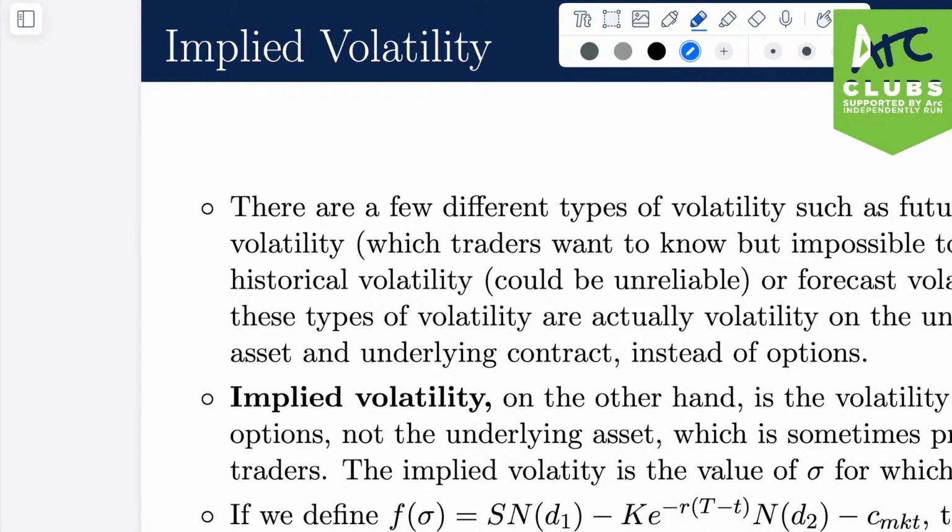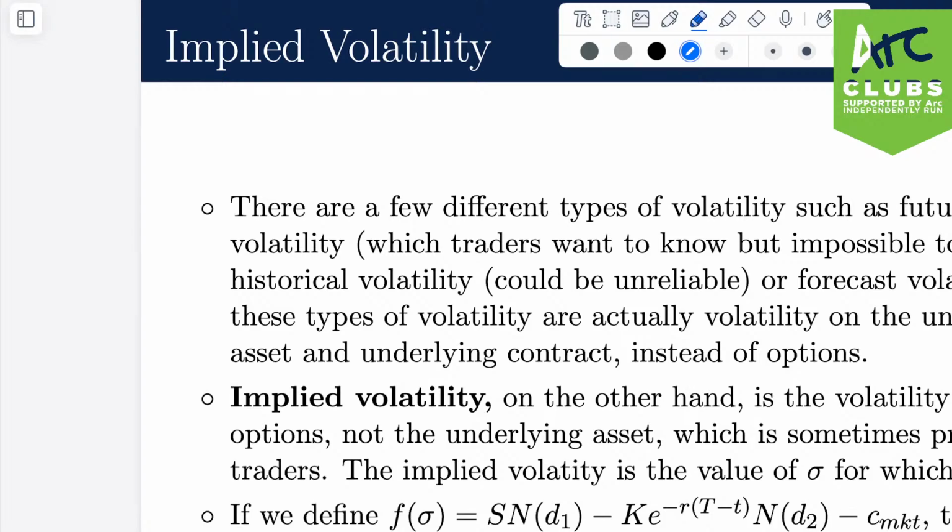In the real trading market, there are a few different types of volatility, such as future volatility. It would be good if traders could know the future volatility, right? Then they could make judgments that ensure we never lose money. But that's just not the real case, because you don't know the future volatility. You know the historical volatility, but it could be unreliable because the market can be hard to predict. And you can also forecast volatility.